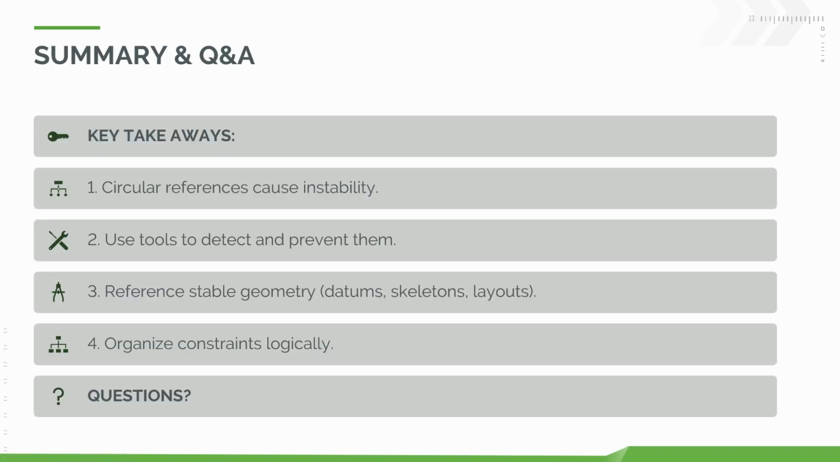Okay, so a bit of a summary. Circular references can cause instability. Sometimes, as we saw just a moment ago, they may not do anything really. Obviously, there are tools that we can use to detect those circular references. So we saw the reference viewer, we also saw the circular reference file. And of course, try and reference stable geometry where you can.